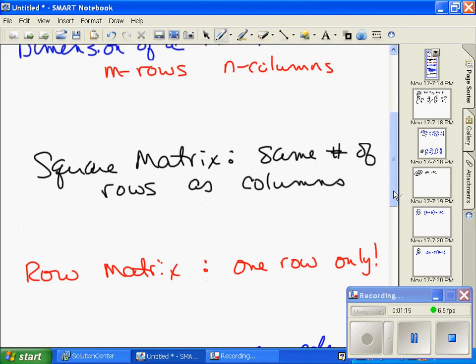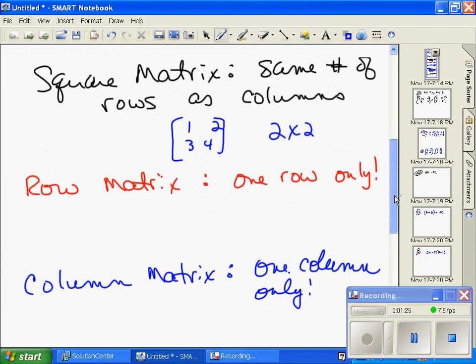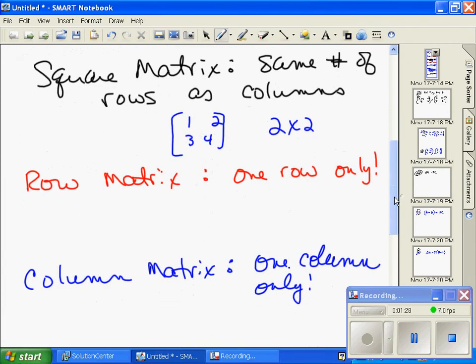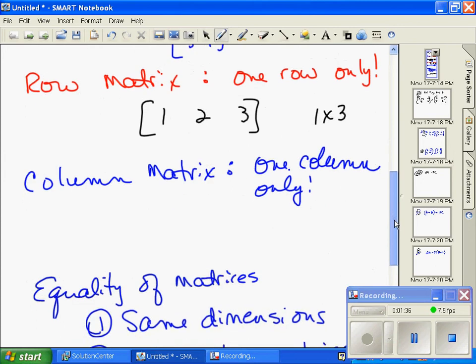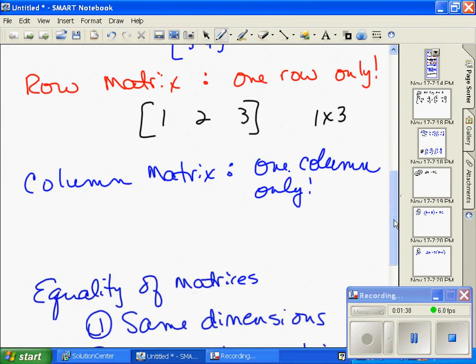A square matrix will have the same number of rows and columns, so a square matrix 1, 2, 3, 4. The dimensions of that would be a 2 by 2, 2 rows, 2 columns. A row matrix will only have a row, 1, 2, 3. There's a row matrix. That is a 1 by 3 matrix. That's the dimensions of that. A column matrix only has one column, 1, 2, 3. That is actually a 3 by 1 matrix, 3 rows, 1 column.